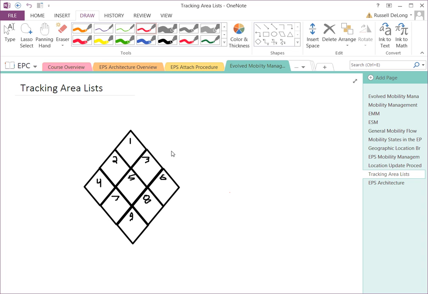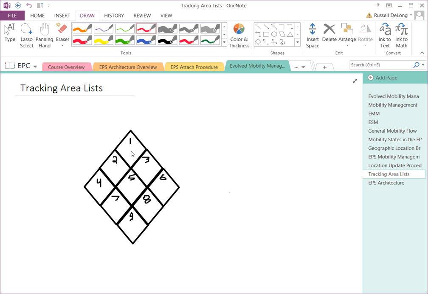Tracking area lists, I did want to include this here. This is just sort of to illustrate how tracking area lists and tracking areas work a little bit differently now in the evolved packet system than they did in the traditional circuit switch or even legacy GPRS core networks. So rather than telling a device, you need to update me, the network, me, the MME, if you cross a tracking area, you can instead say, you need to update me if you cross these 2 or these 3 tracking areas. And this gives a level of flexibility for your planning that didn't exist in GPRS or circuit switch core networks.